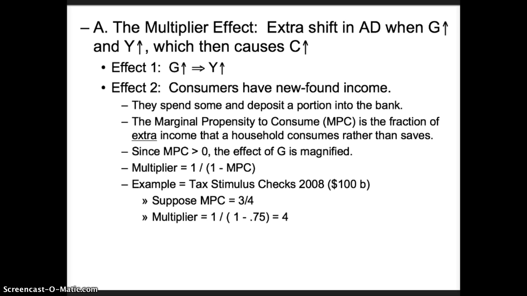To determine the total effect of government spending, we can multiply the multiplier by the amount the government spent. In this case, we have 4 times 100 billion, resulting in a total impact on GDP of $400 billion.